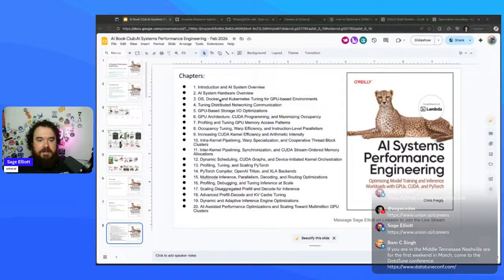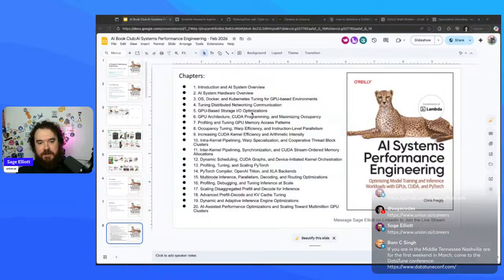Chapter 3 was OS, Docker, and Kubernetes, tuning for GPU-based environments. And then we had chapter 4, tuning distributed networking communications. Oh, one thing, I thought this book had the most acronyms I've seen ever, throughout just like every chapter, which I like. I don't blame them. I think you have to, but so many of the networking protocols and different protocols all had acronyms. It was just interesting to see. I don't think I've seen that many in a book before.